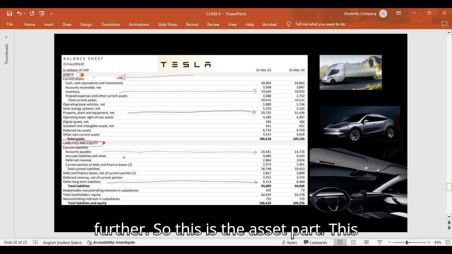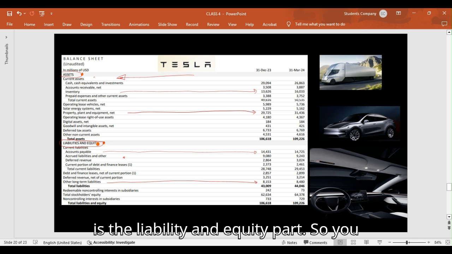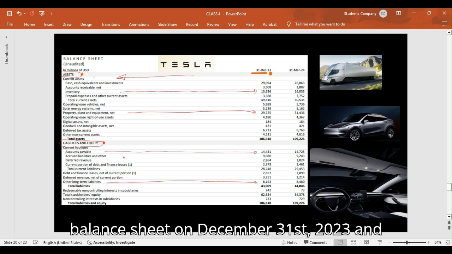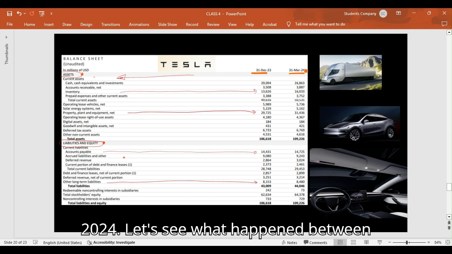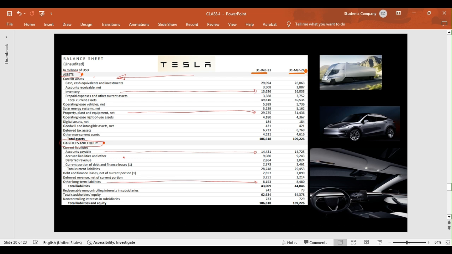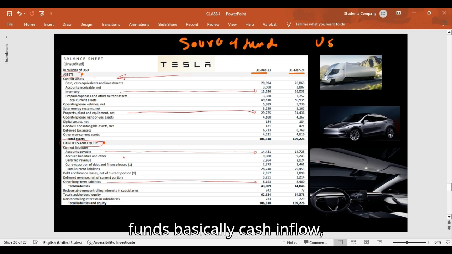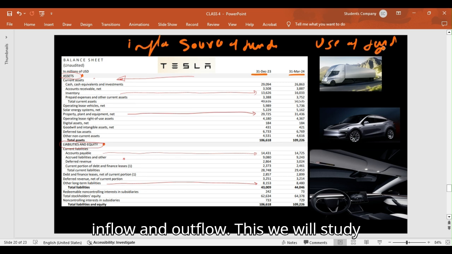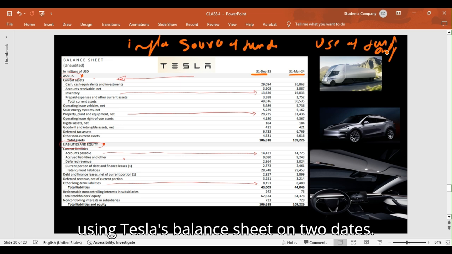So this is the asset part, this is the liability and equity part. You have got two dates here. This is one balance sheet on December 31st, 2023, and then in the next quarter, March 31st, 2024. Let's see what happened between these two dates, and we will see how source of funds and use of funds, basically cash inflow and outflow, we will study using Tesla's balance sheet on two dates.